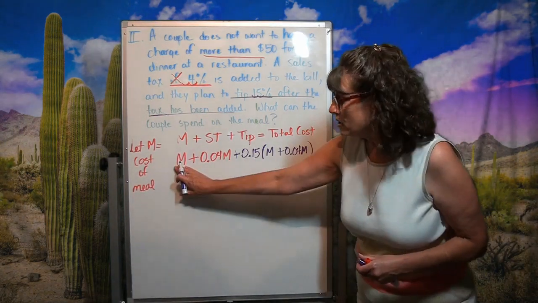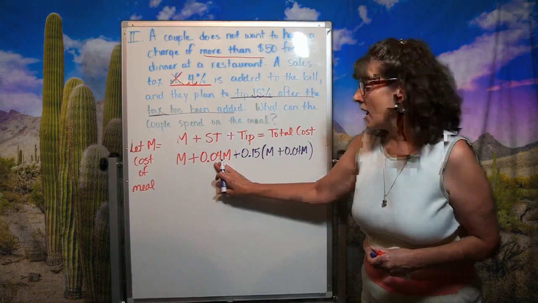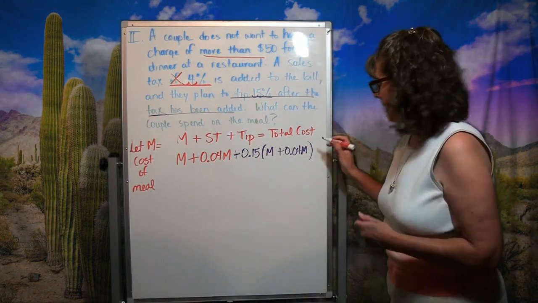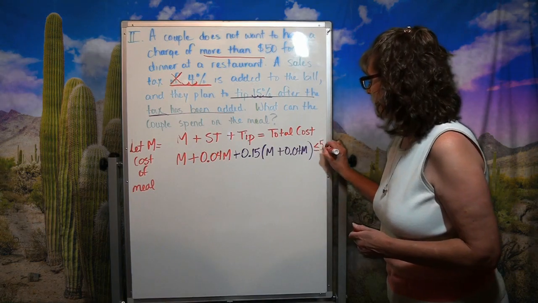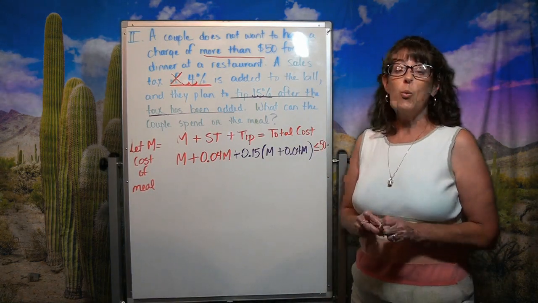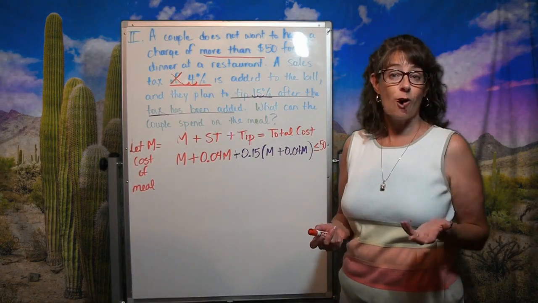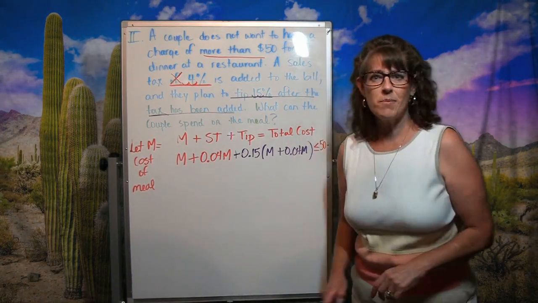So we've got the cost of the meal, we've got the sales tax, we've got the tip amount, and remember we said we don't want that to be any more than $50. We just did the hard part. We set up our inequality. Now all we have to do is solve it. Great job setting it up.